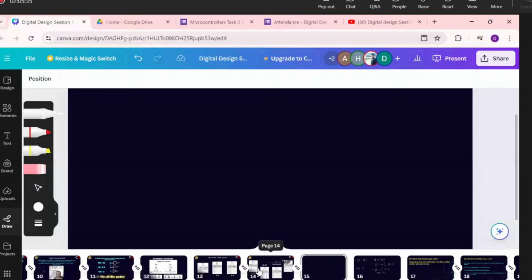Can you show us how and where the applications are? The applications of K-maps you'll be seeing in the next session.